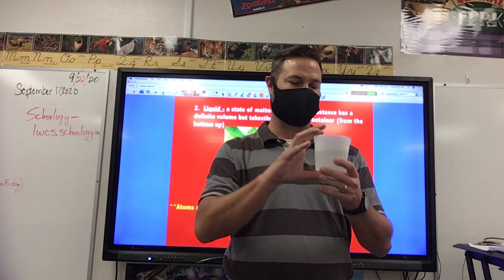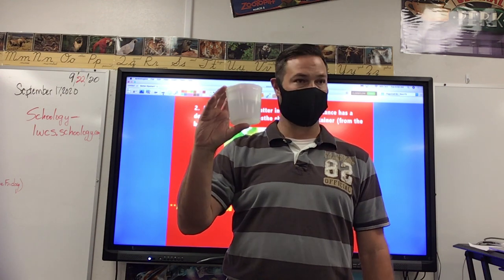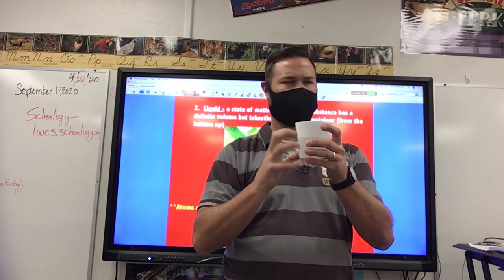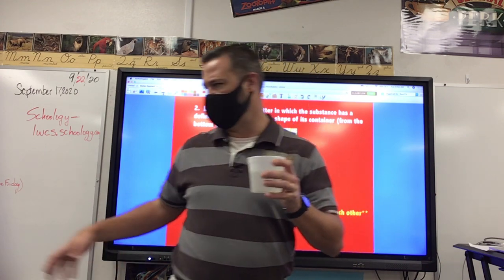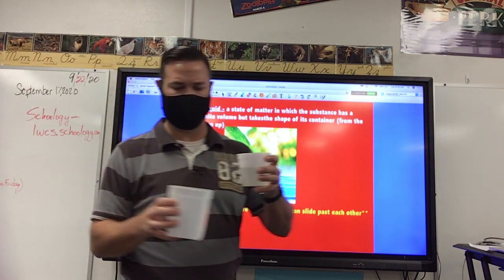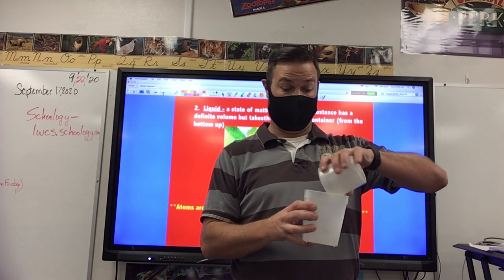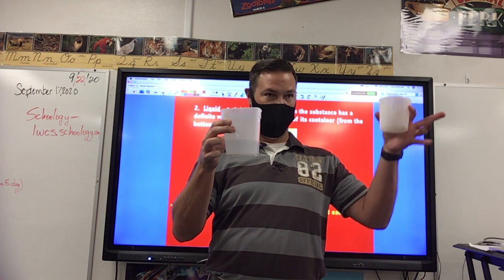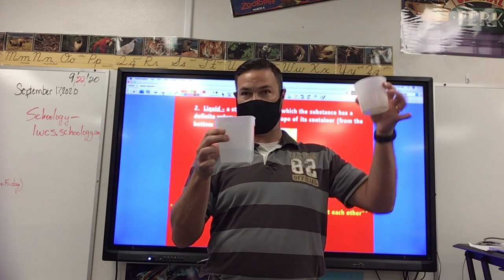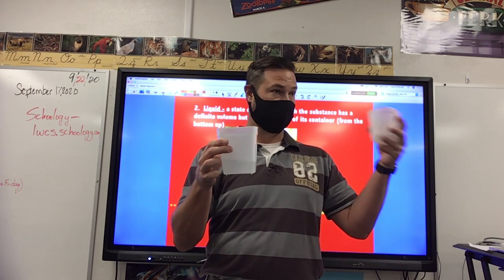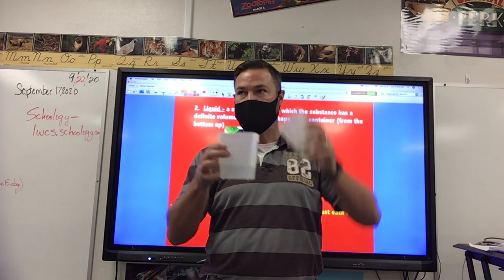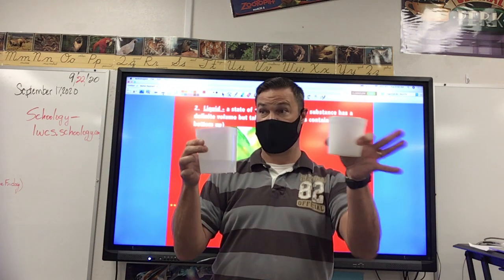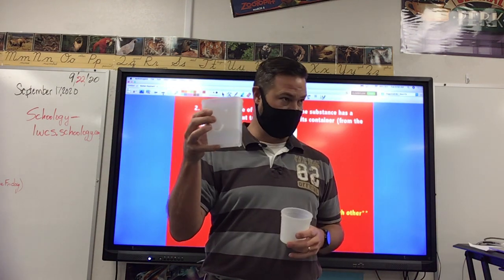But if I were to ask you what is the shape of this water, it would be like a cylinder, right? It's kind of rounded. But if I poured it into, let's just say, this square container, did I change how much liquid was here? Did I change the amount of volume? No. I had the same amount here, but did it change the shape? Yeah, it went from that cylinder shape because of this container to the square shape of this container.